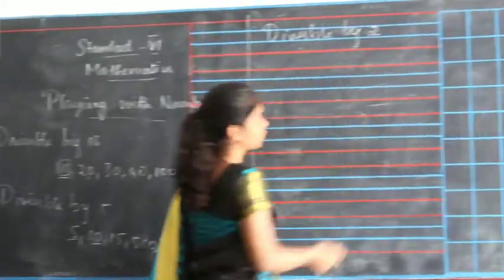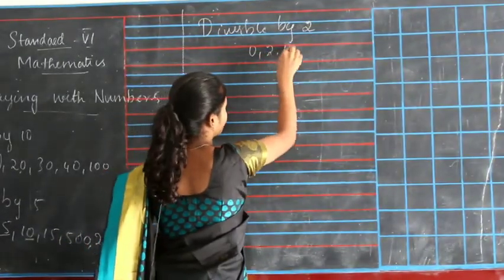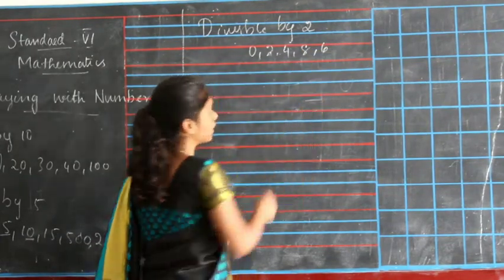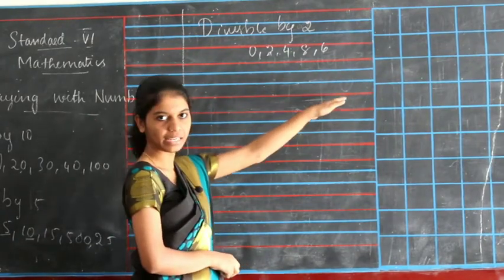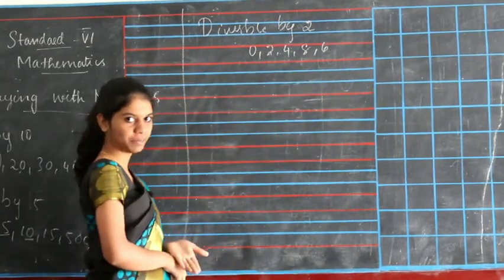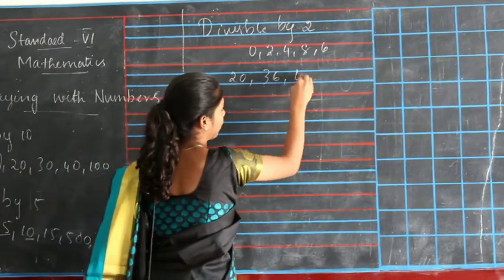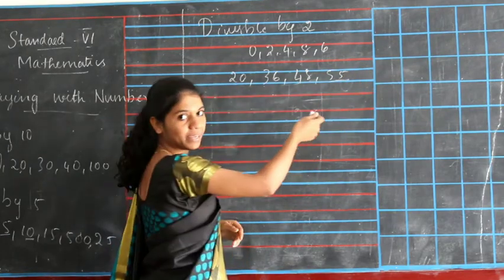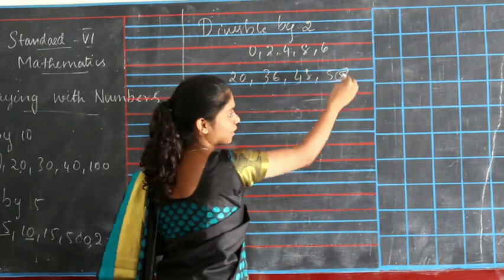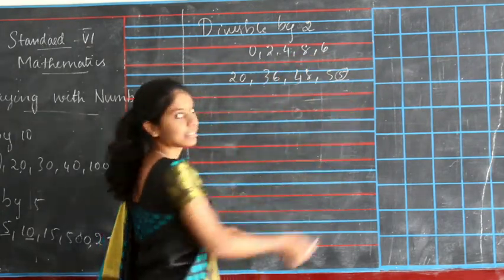Okay, so next we are going to see divisible by 2. To find whether a number is divisible by 2 is simple. If a number has 0, 2, 4, 6, 8 in the unit place, then it is divided by 2. For example, 20, 36, 48. 55 cannot be divided by 2 because it has 5 at the unit place. It has to be 0, 2, 4, 6, 8 in the unit place.